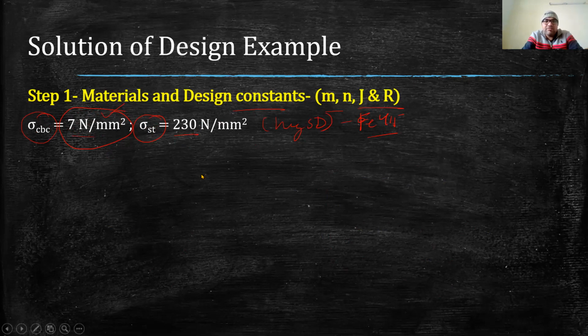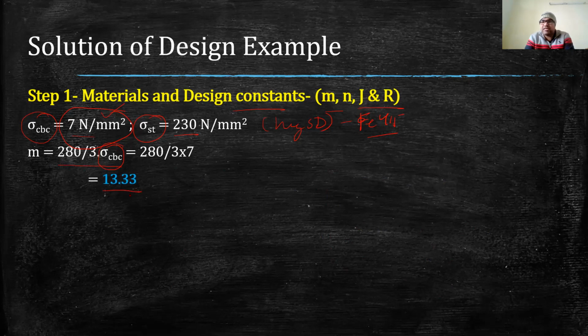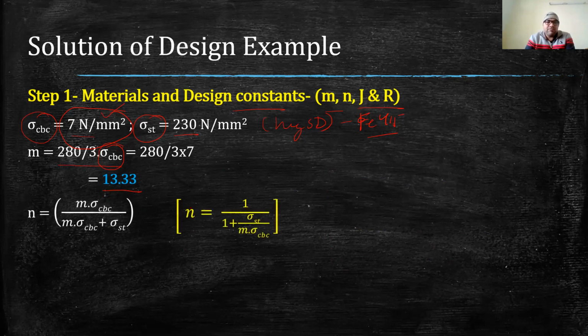Now first we will find out the modular ratio. Now the modular ratio formula is 280 by 3 sigma CBC, and here putting the value of sigma CBC we get the value of M as 13.33. So that is our first design constant. After that we will be able to find out the value of N. The formula for N is M sigma CBC upon M sigma CBC plus sigma ST. Now putting all the values here, we get the value of N as 0.29.